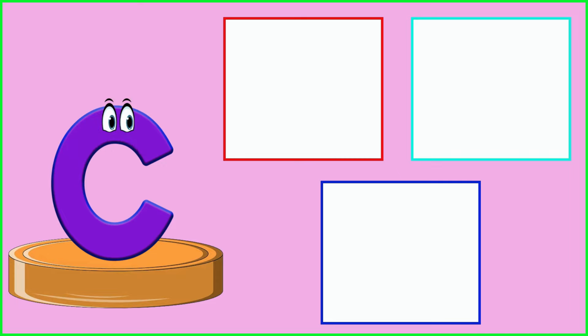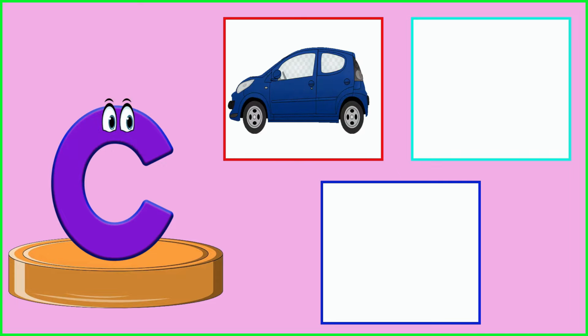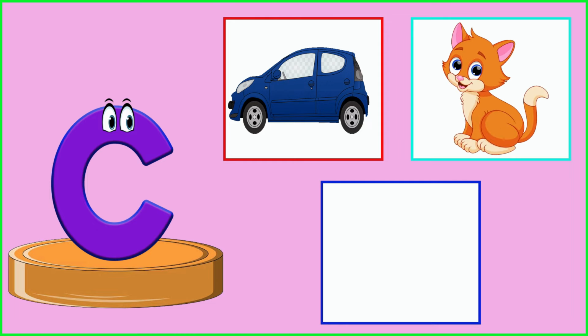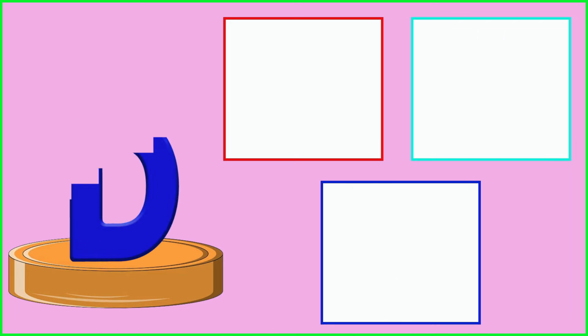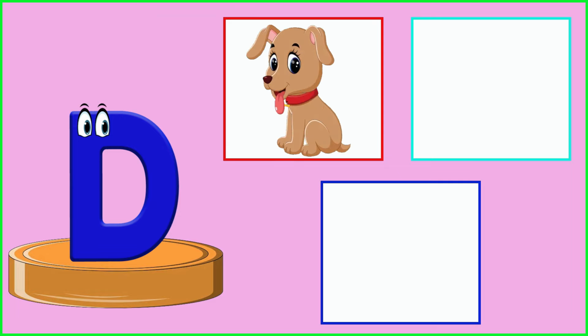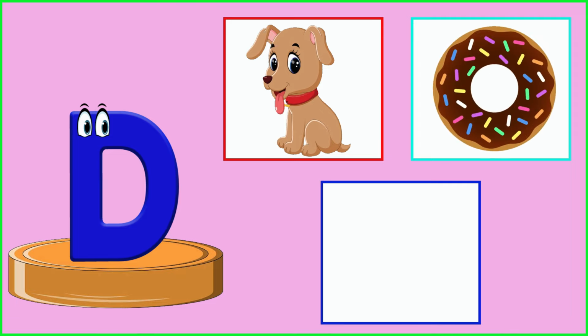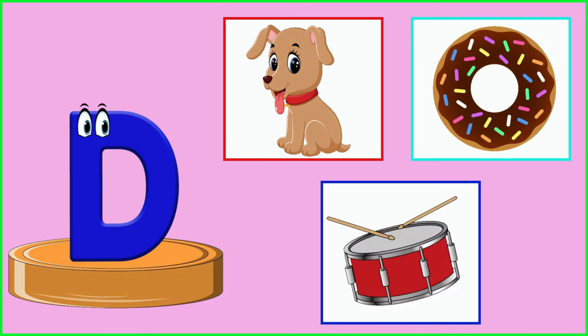C. C is for car. Cat. Corn. D. D is for dog. Donut. Drum.